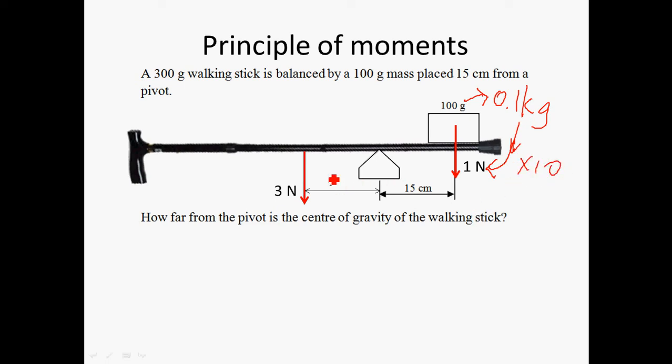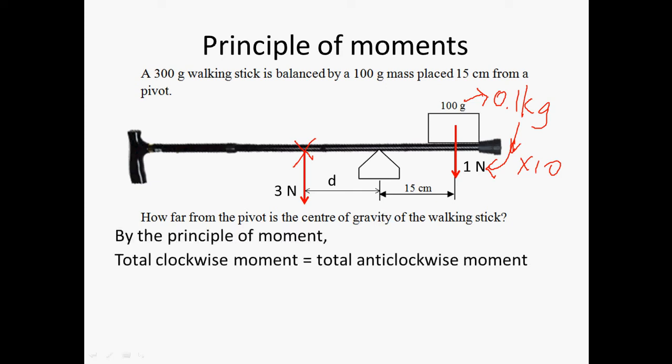Similarly, 300 gram is 3 Newton, and you assume that this is the CG. We don't know it, we just assume this is the CG. So now you realize how important it is to know CG, because once you know the position of the CG, you draw an arrow down. This is the point where it acts, and this is the point where the 3 Newton acts. So with this information, you can solve.